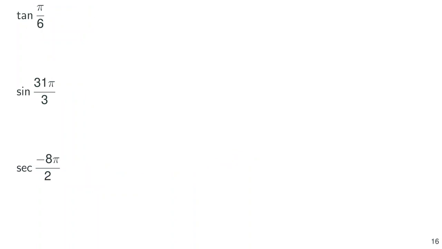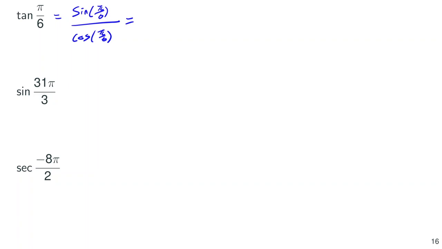Tangent of pi over 6 is asking us to find the slope of the terminal ray of the angle pi over 6, which we can find by finding rise over run. But in the unit circle, rise represents vertical distance, which is the sine value, and run represents horizontal distance, which is the cosine value. So this is the equivalent of finding sine of pi over 6 divided by cosine of pi over 6.